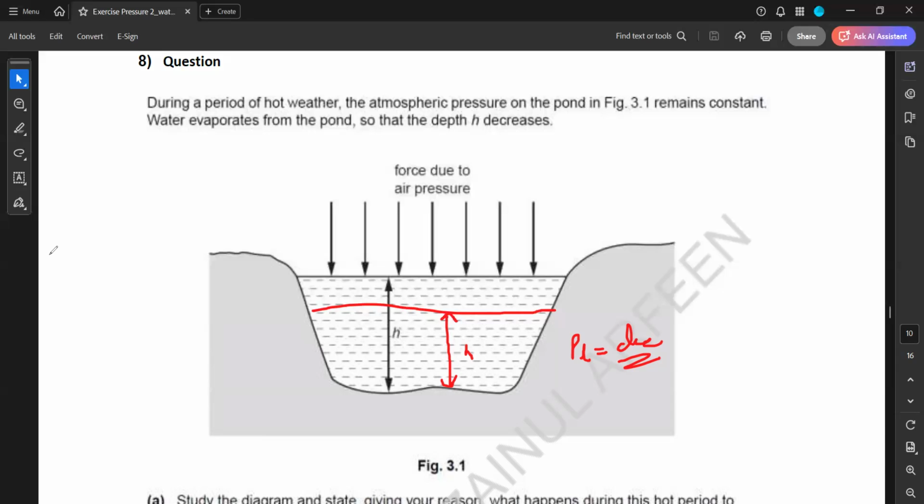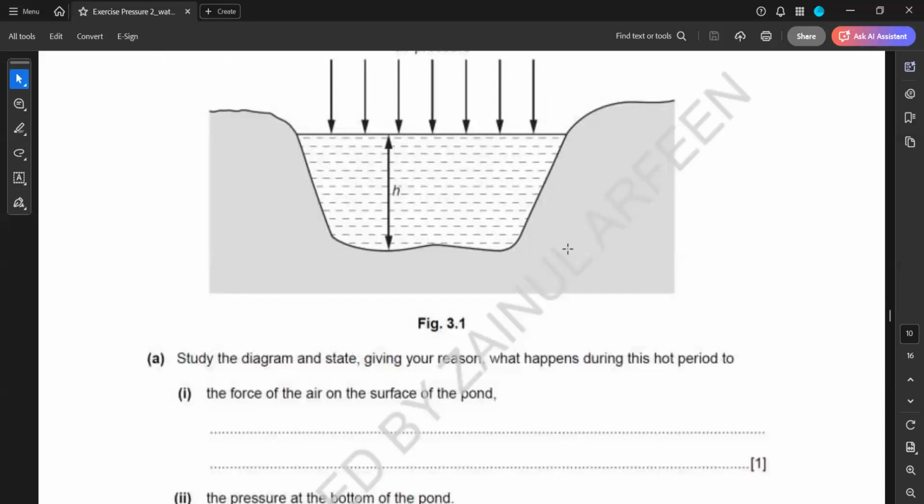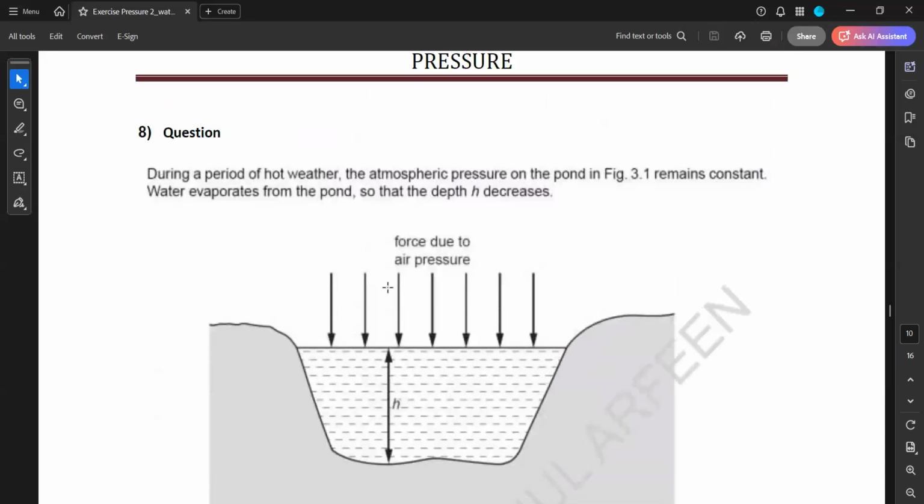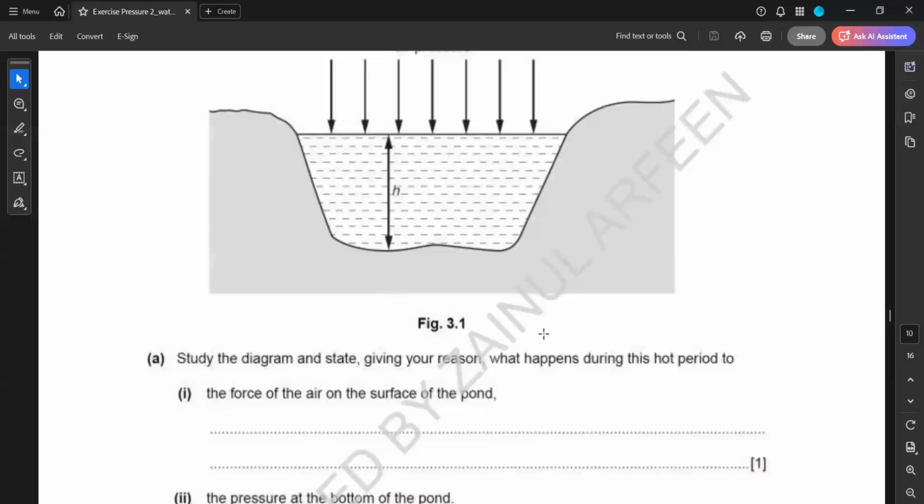They mention here: study the diagram and state, giving your reasons, what happened during this hot period to the force of air on the surface of the pond. Now, how to identify this? The pressure is not changing, and we know pressure is force acting on a unit area. Pressure remains constant. They mention that the pressure of the atmosphere does not change.